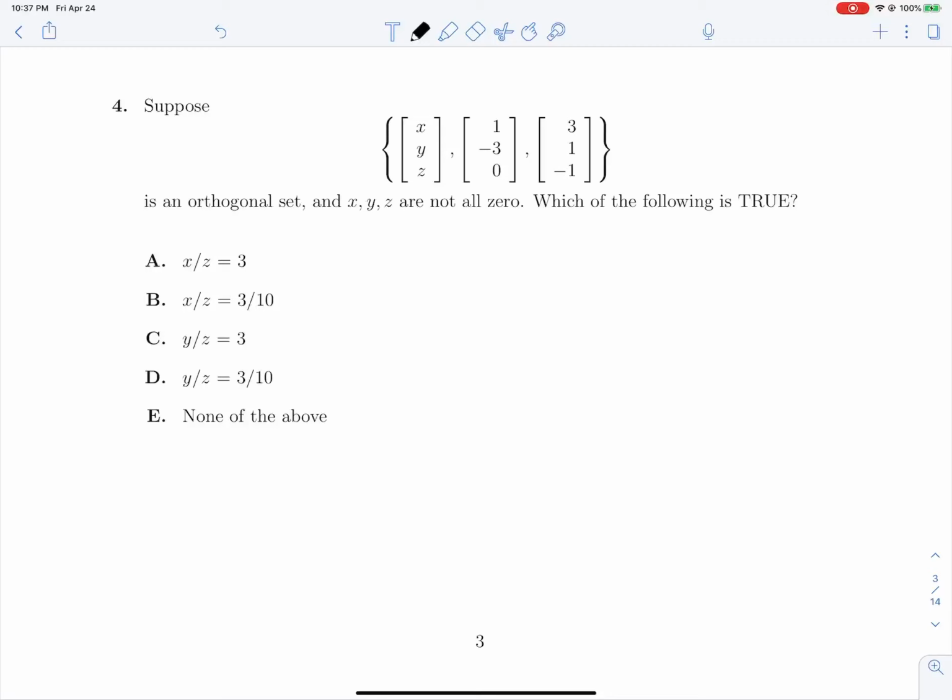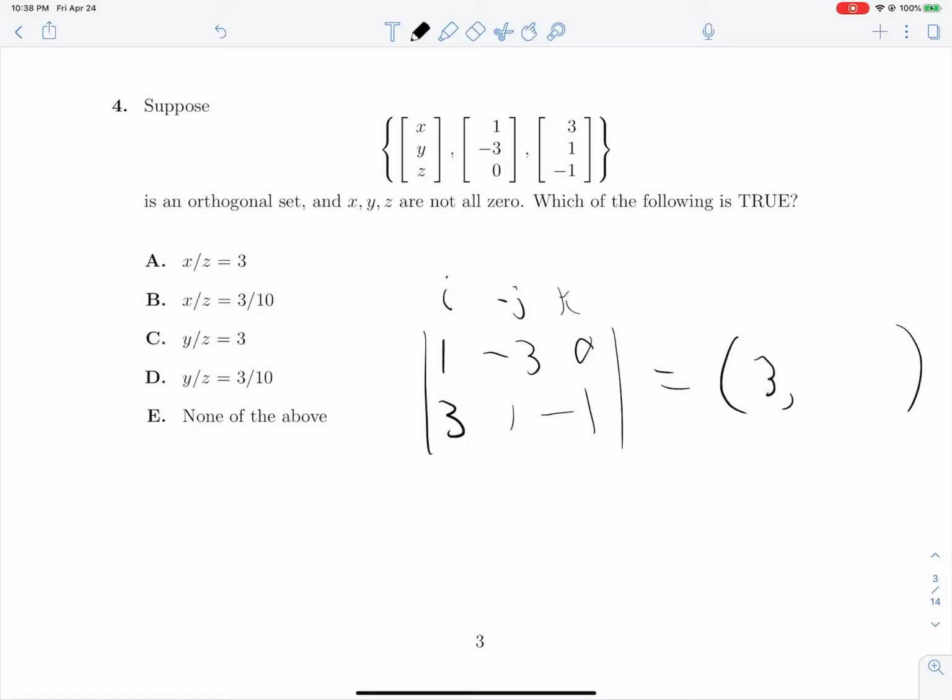So setting this up, we're crossing 1, negative 3, 0 with 3, 1, negative 1, I. Some people write I, J, K up here. I'm not really sure why. Maybe it's to remind them that they have a negative sign for that position. Okay, but we will find positive 3, positive 1, and 10 as our cross product.